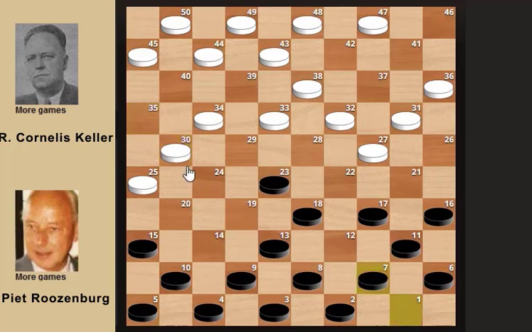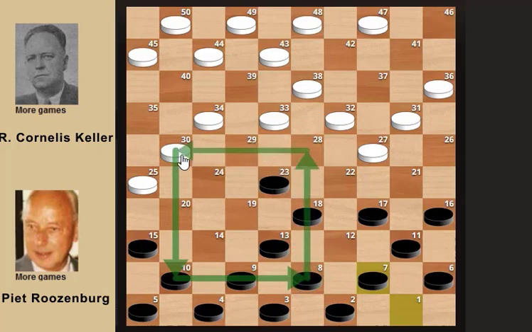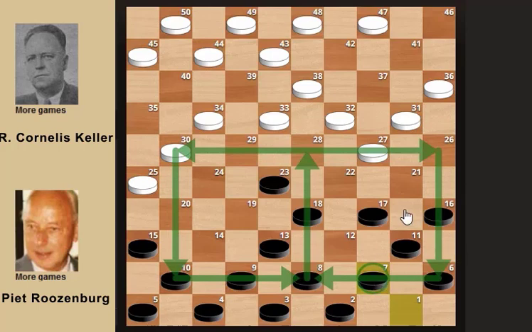Roozenburg answered that move by playing 1-7. So 1-7, if you draw the square, this time we need a double square again. So we see that the position here can also be taken. He decided to move to 7 by playing 1-7.